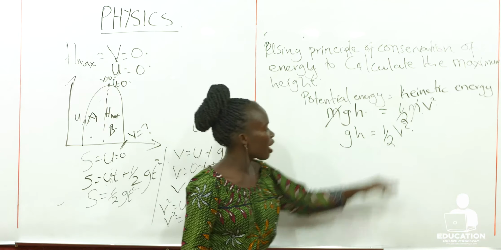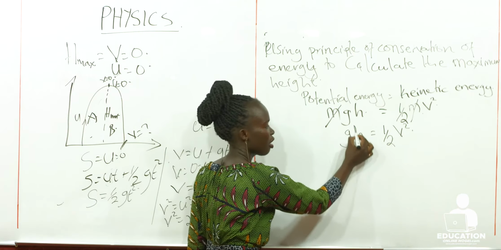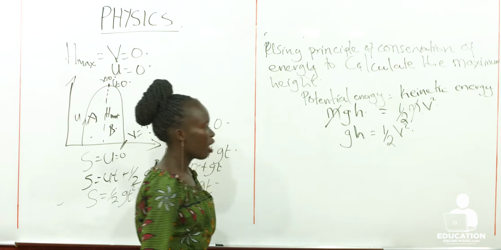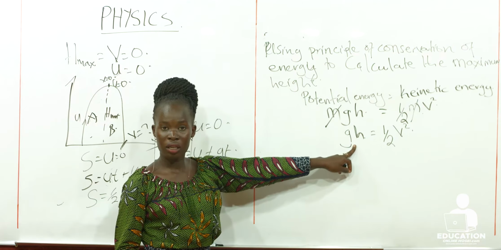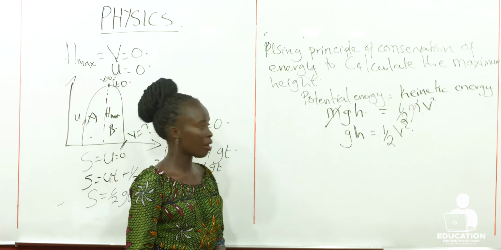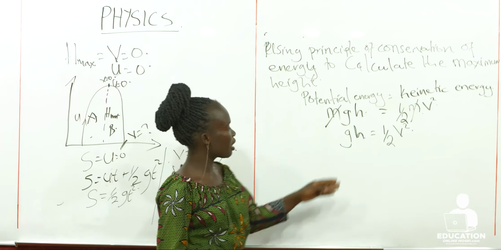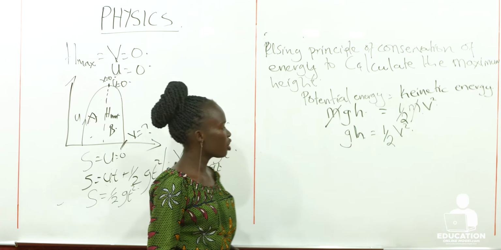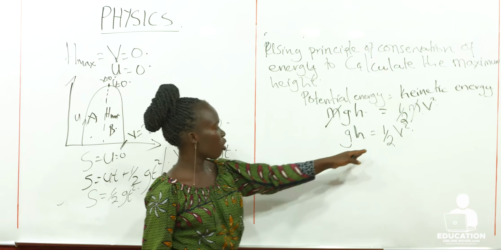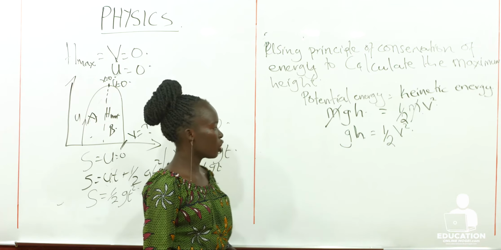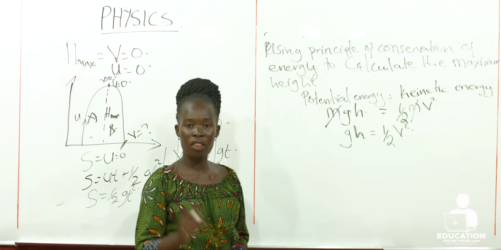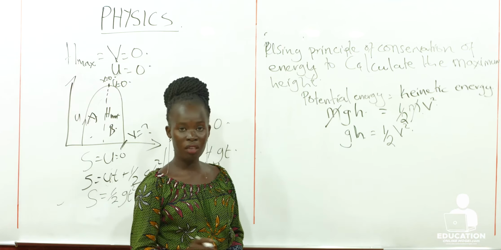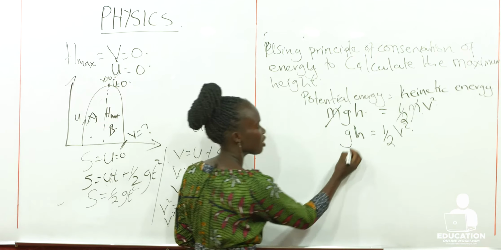So if we have it like that, we still have our h there. We want to make h the subject. How can we make h the subject? We can make it by dividing through by the coefficient of h, which is g. You can also make v the subject to also know the velocity with which the body is moving.